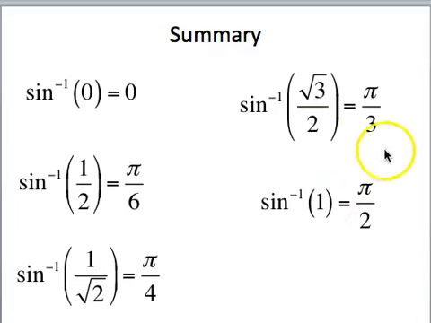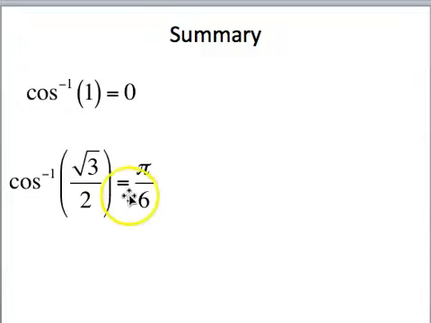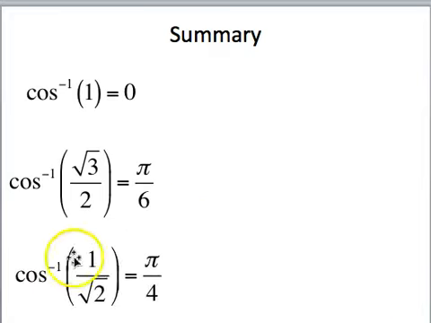Think the unit circle. Straight up and down, the y value is 1. And similarly for cosine, inverse cosine of 1 is 0 because cosine of 0 is 1. Inverse cosine of root 3 over 2 is pi over 6 because cosine of pi over 6 is root 3 over 2. That's 30 degrees, of course. The inverse cosine of 1 over root 2 is pi over 4 because the cos of pi over 4 is 1 over root 2.